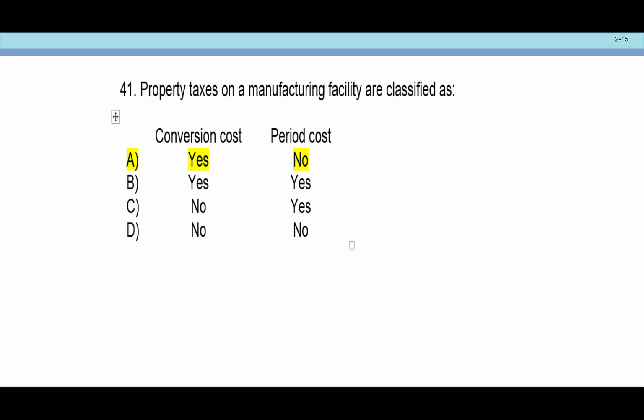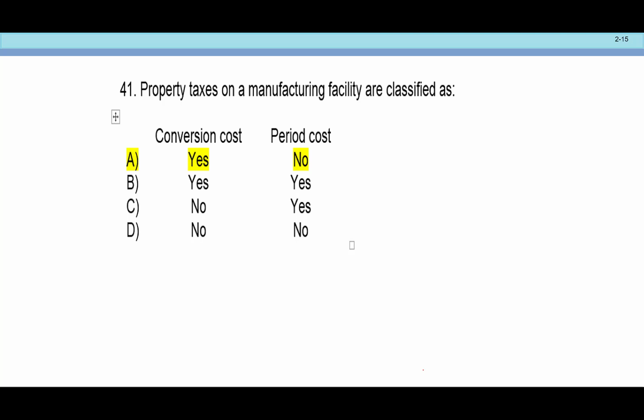So, let's test that dismal definition, which is: property taxes on a manufacturing facility are classified as, first of all, property taxes are an example of what? Is it indirect or direct?